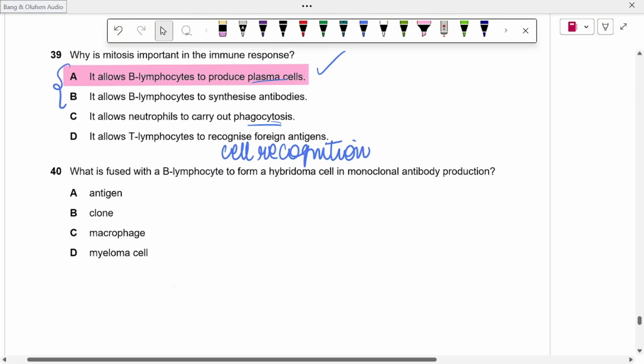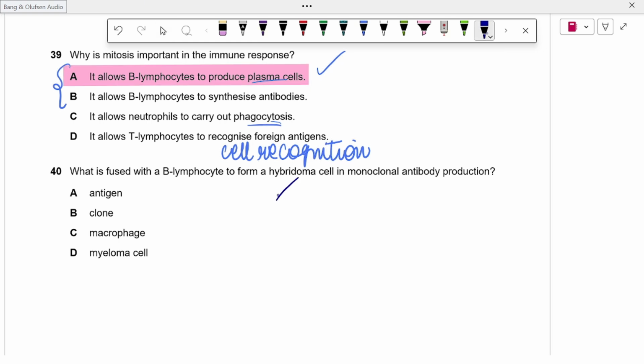Question 40. What is fused with B lymphocyte to form a hybridoma in monoclonal antibody production? How are hybridoma cells formed? When your plasma cell fuses with your myeloma cell. Myeloma cells are a type of cancer cell or tumor cell. So the correct option is D, myeloma cell. B lymphocyte gives you your plasma cell. Sometimes in options, instead of writing plasma cell, they write B lymphocyte as well. And we saw this in a past paper too.